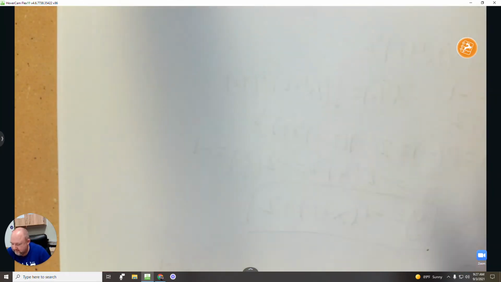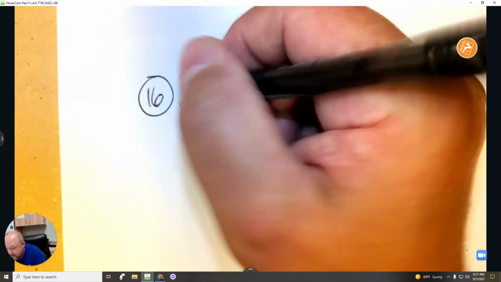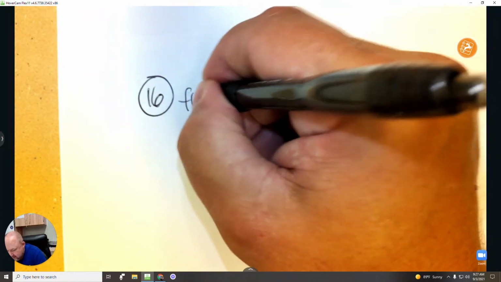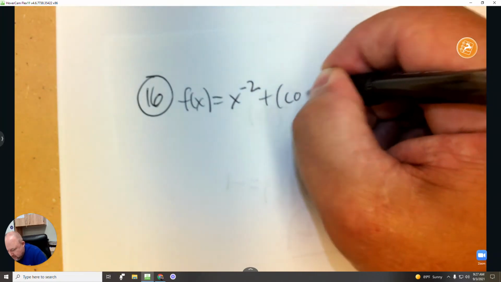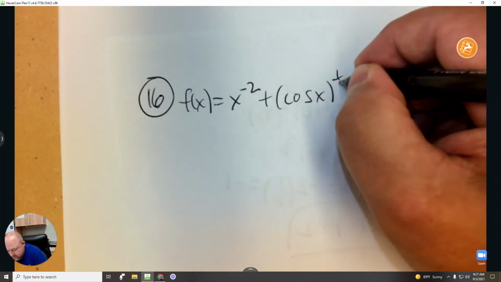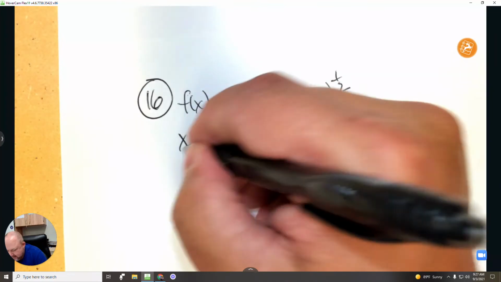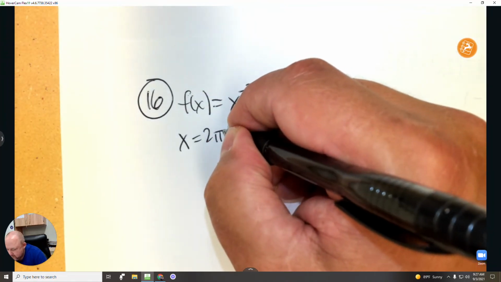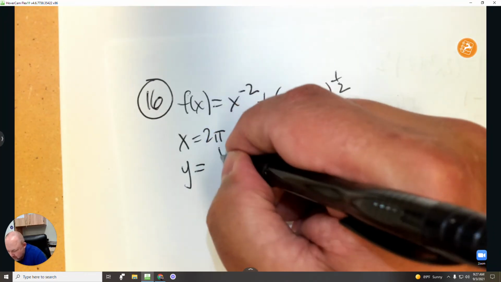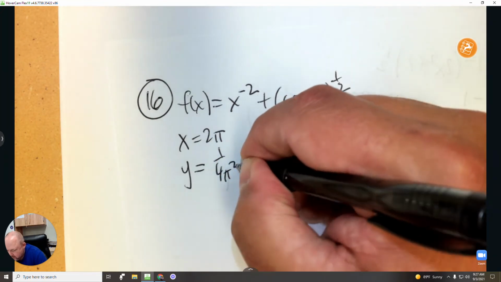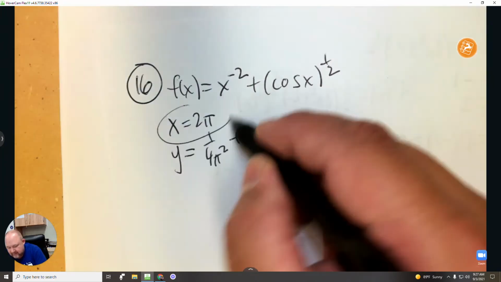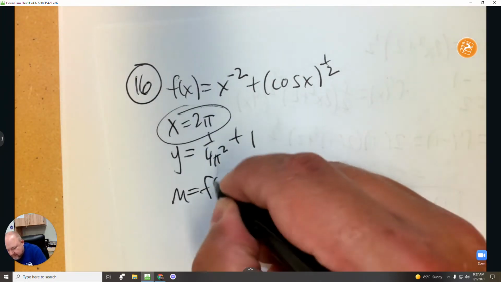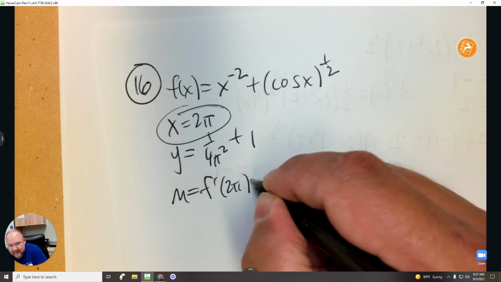Number 16. Oh, this looks like fun. So the function, I'm going to write it calculus friendly: x to the negative 2 and cosine x to the 1/2. The x coordinate is 2 pi and the y coordinate is 1 over 4 pi squared plus 1. That's just going to be added on at the end. This is what I need to focus in on, and the slope is the derivative at 2 pi.